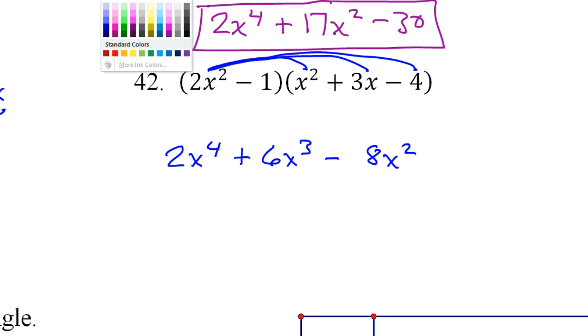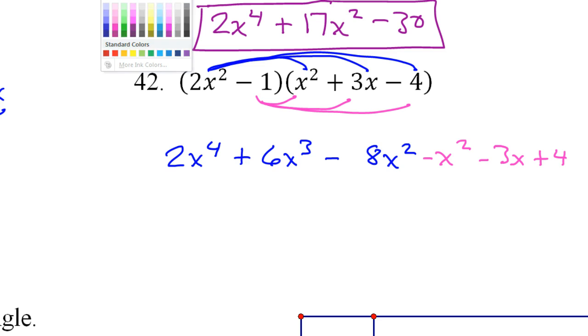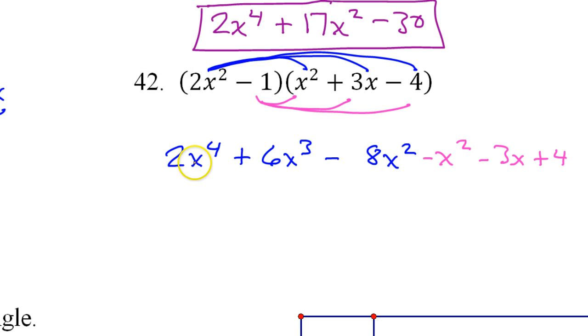Okay, so now I will distribute the negative 1 times everything. Alright, negative 1 times x squared is negative x squared. Negative 1 times 3x is negative 3x. And negative 1 times negative 4 is positive 4. So then all you need to do is combine your like terms. There's no other 4th power, so I will just have 2x to the 4th power. There's no other 3rd power, so I will have 6x to the 3rd power.